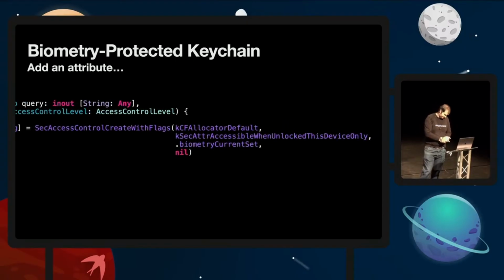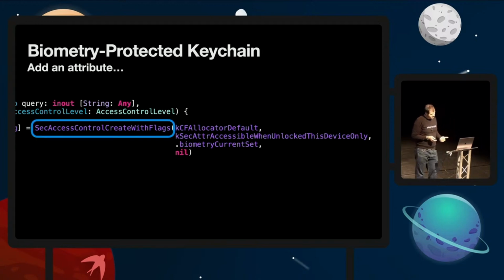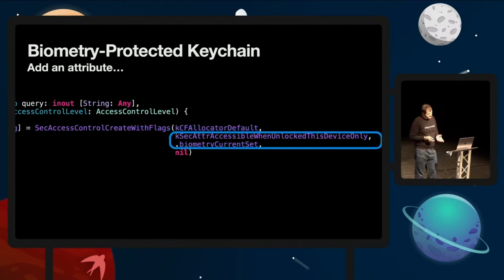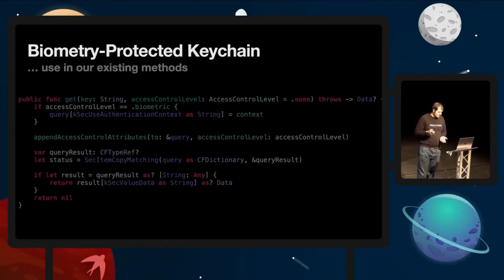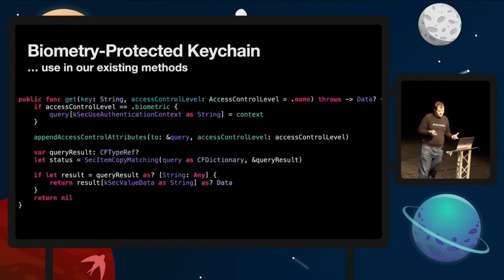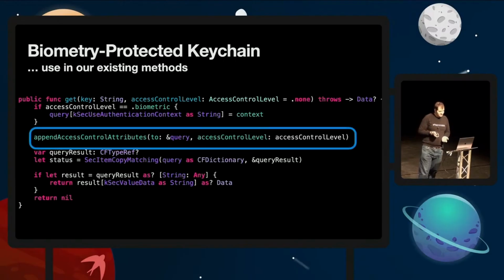And we just need to add this access control flag, and the flag is called when unlocked this device only with biometry. So we need to add this biometry current set. Accessible when unlocked this device only means that it will not be backed up to iCloud or Mac backups, and the biometric current set is actually doing the biometric protection. And then when you use it like that.